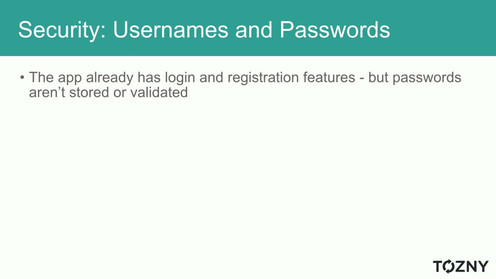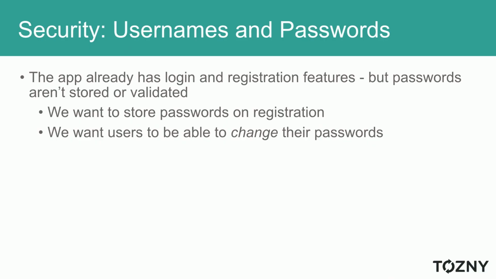Likewise, login: if you have an account, you can type your email address and any password you want, and it ignores the password. It just makes sure that you gave it a password, and it'll allow you to log in. We want to fix that because that is obviously a massive security hole. We want passwords that are stored on registration. We want them stored securely, so we want to hash them. We want users to be able to change their passwords.